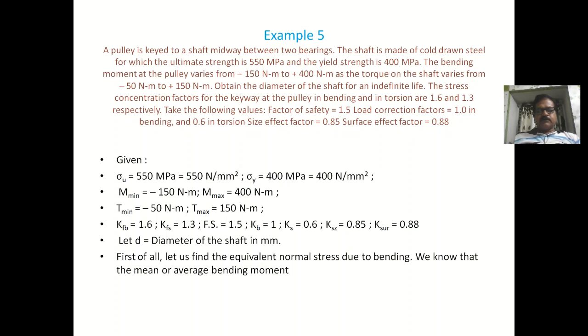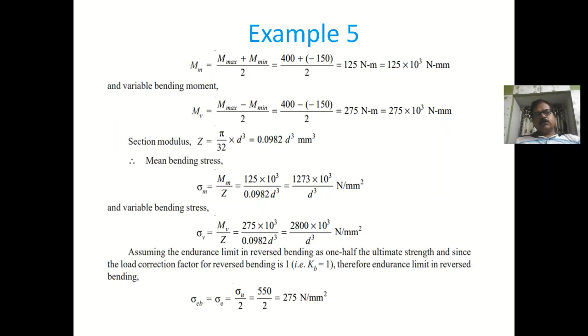First of all, let us consider the equivalent normal stress due to bending. The maximum bending moment and minimum bending moment are given as 400 and minus 150. The average of these two is 250 by 2, 125. And the variability is 400 minus of minus 150, that is 550, divided by 2. The variable bending moment is 275 Newton meter or 275 into 10 power 3 Newton mm.